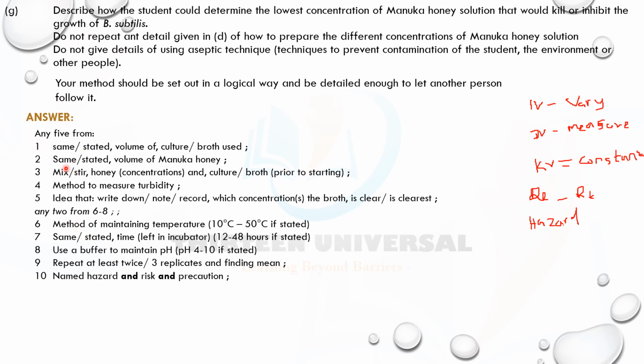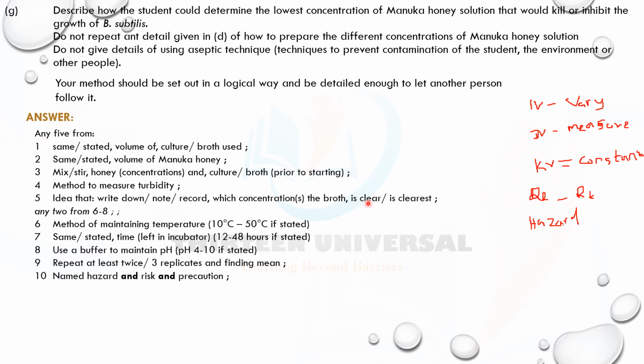You see, the same stated volume of culture, the same stated volume of manuka honey. Stir them. Okay. And of course, the method of measuring turbidity is a colorimeter. Put it in the colorimeter and measure. Write down, record which concentration. Yes, we didn't mention this, because you need to find out the concentration, the lowest concentration that gives us the clearance.